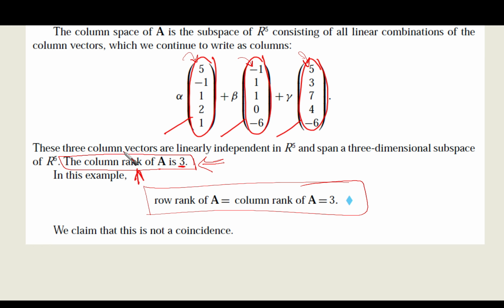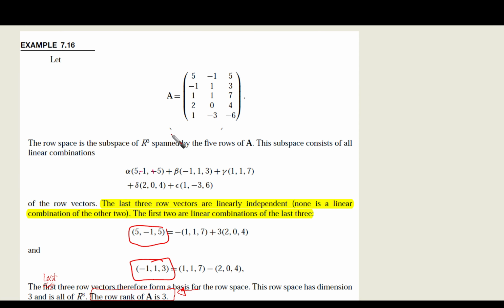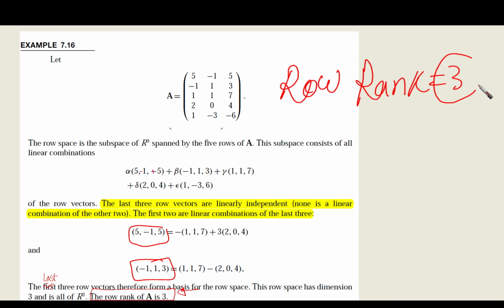There is an observation here. What was the row rank? We said the row rank was 3, right? Even though we have 5 rows.